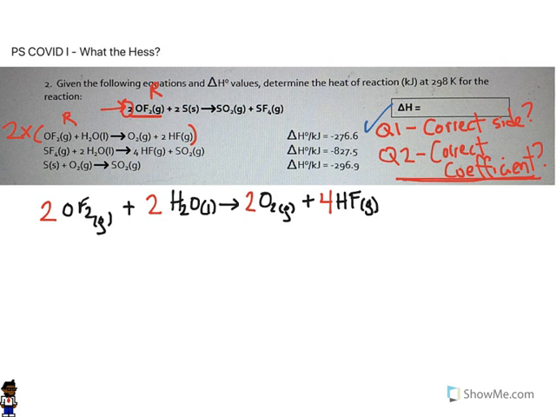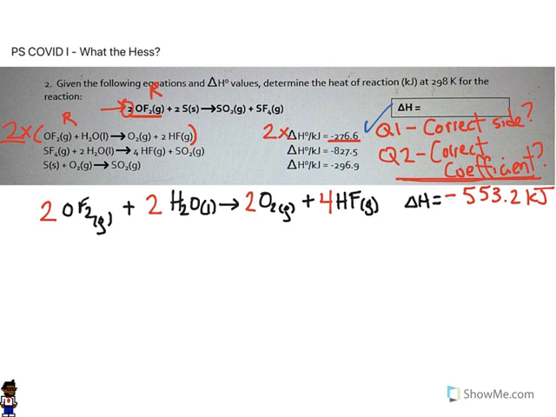And our delta H has changed. Our delta H is no longer negative 276.6. Because we doubled the reaction, we have to double the delta H. So our new delta H is twice that. So it comes out to negative 553.2 kilojoules. So that's the first one.